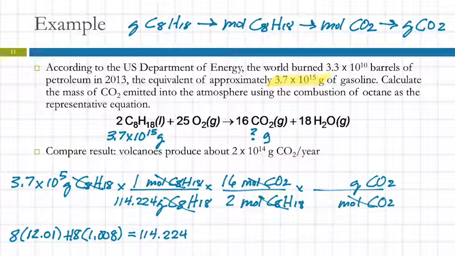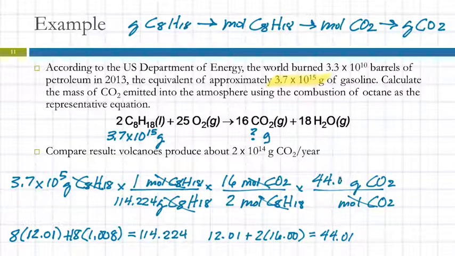And then we do the same thing for carbon dioxide. We've got 12.01 plus 2 times 16. 44.01. This time grams is on top. That's where the number goes. 44.01 grams to 1 mole.